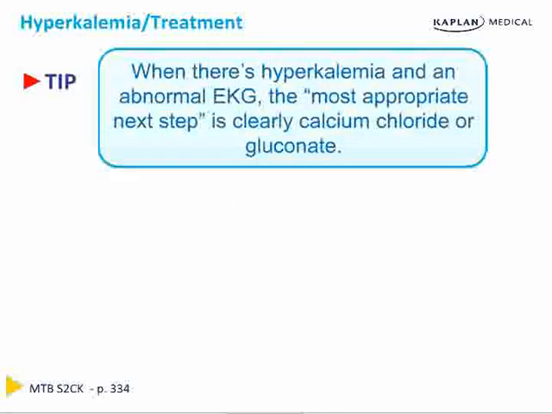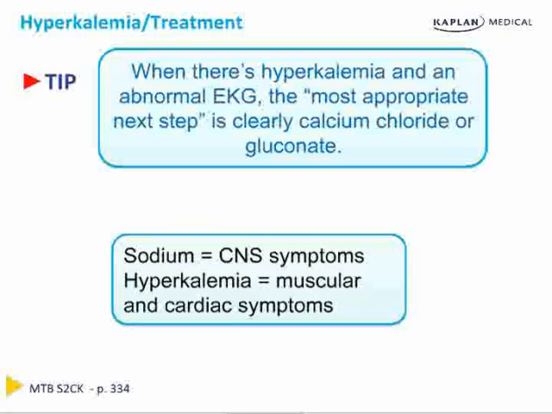So to recap, if you see hyperkalemia in the setting of an abnormal EKG, the next best step is always calcium chloride or calcium gluconate. And remember, the key differences between disorders of sodium and disorders of potassium are that disorders of sodium lead to neurologic symptoms and CNS complications, whereas hyperkalemia leads to muscular symptoms and cardiac complications.